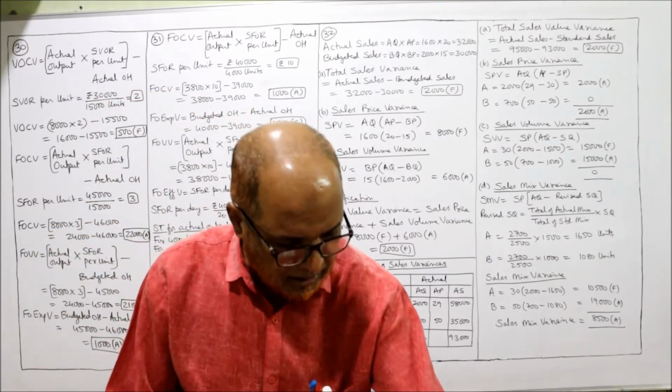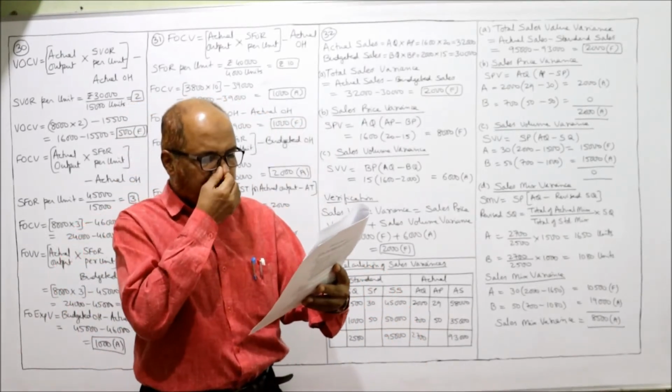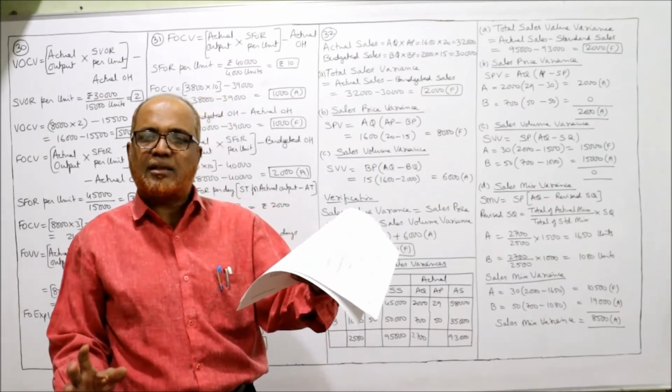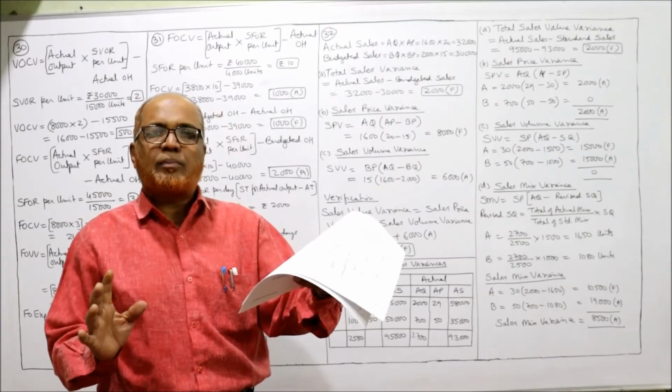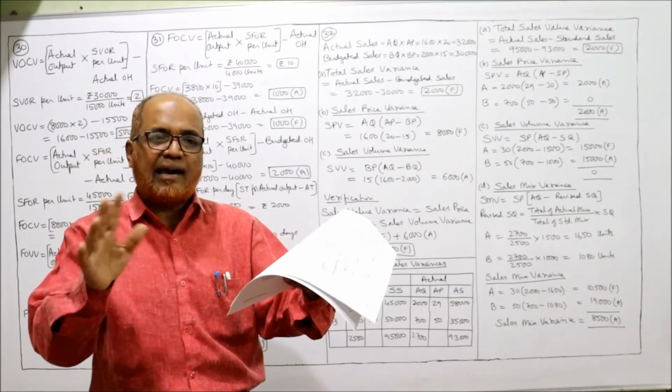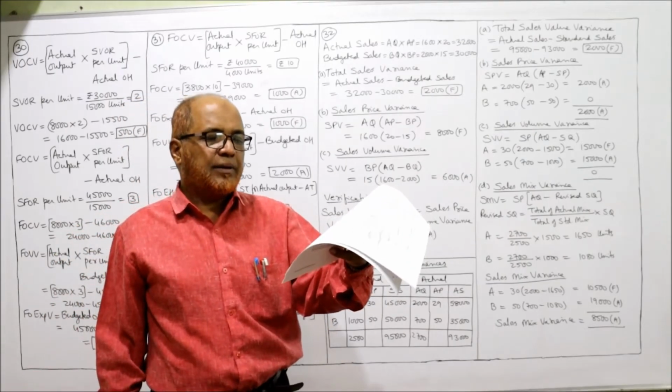Now see the 33rd problem. Problem number 33. From the following data, calculate sales variance. Just like the previous problem, but in the previous problem only one product was there. Here we have two different products, A and B.